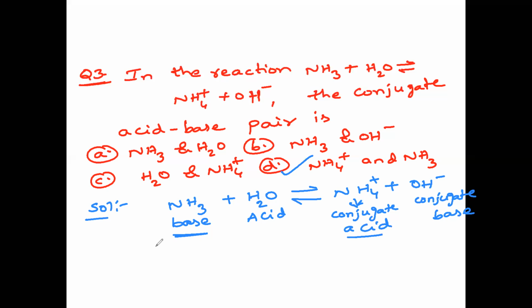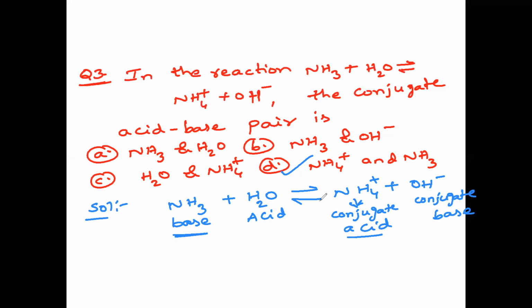Very, very important. This is simple. It is ammonia plus water. How can we identify which is base, which is acid? The substance which is giving out H plus ions is called acid, and the substance which is gaining H plus ions is called base. So here water is acid because water is giving H plus ions to ammonia, and then only it is forming NH4 plus, and it is forming OH minus itself. So from water, H plus ion is going to ammonia, so it becomes conjugate acid. And so that's why ammonia is a base and water is an acid.